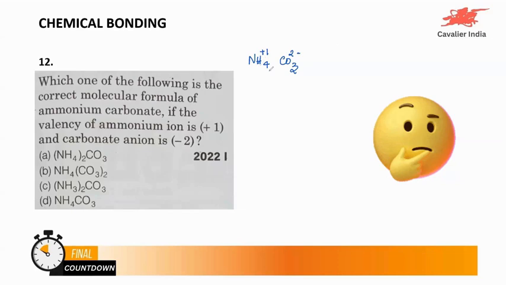See, here NH4 plus 1 and here CO3 2 minus. So how will we write the formula? We'll crisscross the valency. So what will be the formula? That is (NH4)2CO3, ammonium carbonate. Clear? This is the way to write the answer. Your answer is right. Okay. Next question.